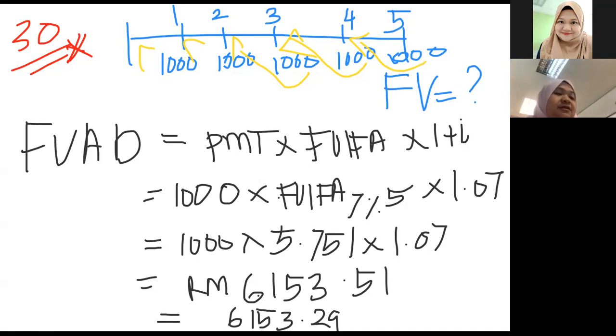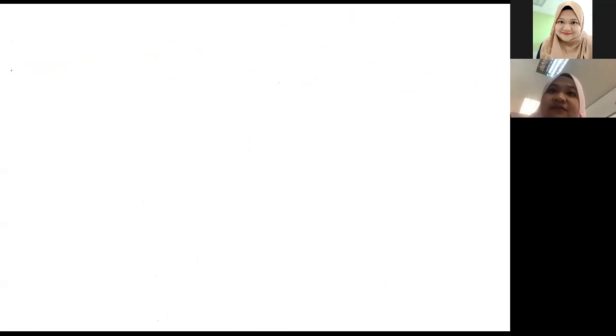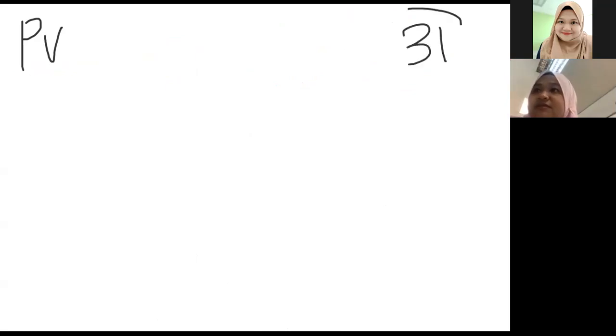All right. So last but not least, it is present value. Present value also has annuity due and ordinary annuity. So let us do the example in page 31.